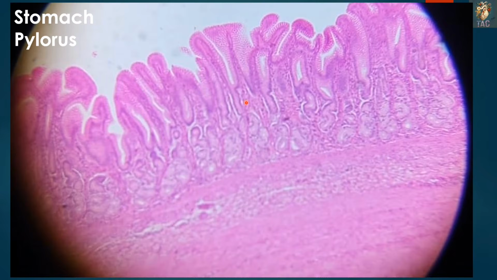The same slide at higher magnification you can appreciate. So this one is the whole thickness of the mucosa. This one is the level of the pits which are much deeper at this level. A large number of mucus cups are present, and also this mucus is present at the surface as well, which is acting as a protective layer for the epithelium of the stomach.